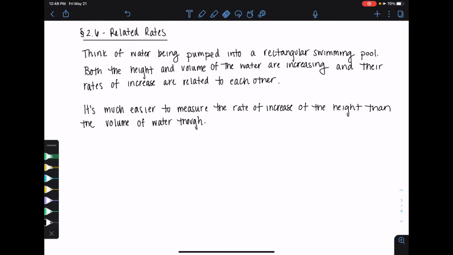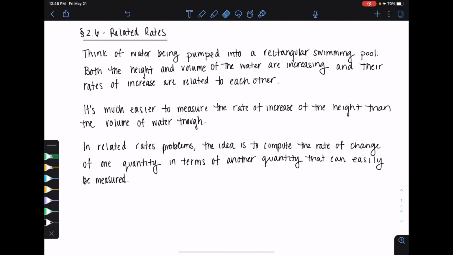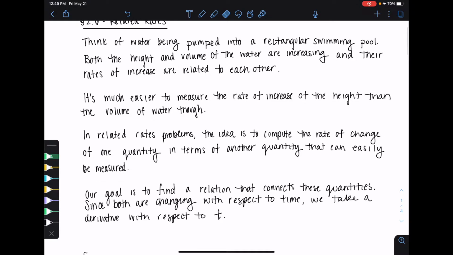Because if I think of just taping a ruler in there, I can see in 60 seconds, it's gone up 1/8 of an inch. I immediately know what my rate of change of the height is. The volume, I can't measure that easily with my eyes. So the idea behind related rates problems is we compute the rate of change of one quantity in terms of another that we can easily measure. So our goal is to find a relation that connects the two quantities.